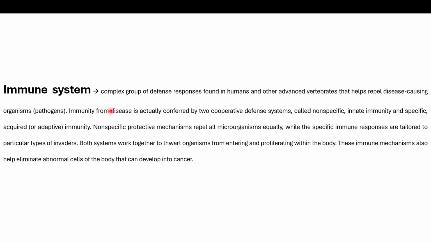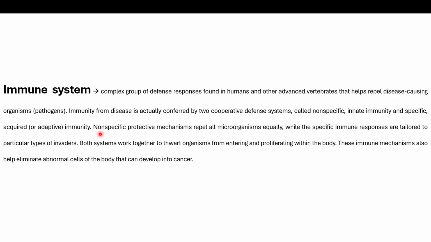The immune system is basically a complex group of defense responses found in organisms that helps repel or fight against disease-causing pathogens. Immunity from a disease is the result of two cooperative defense systems. One is the non-specific innate immunity, and one is the specific acquired immunity, which is also called adaptive immunity.